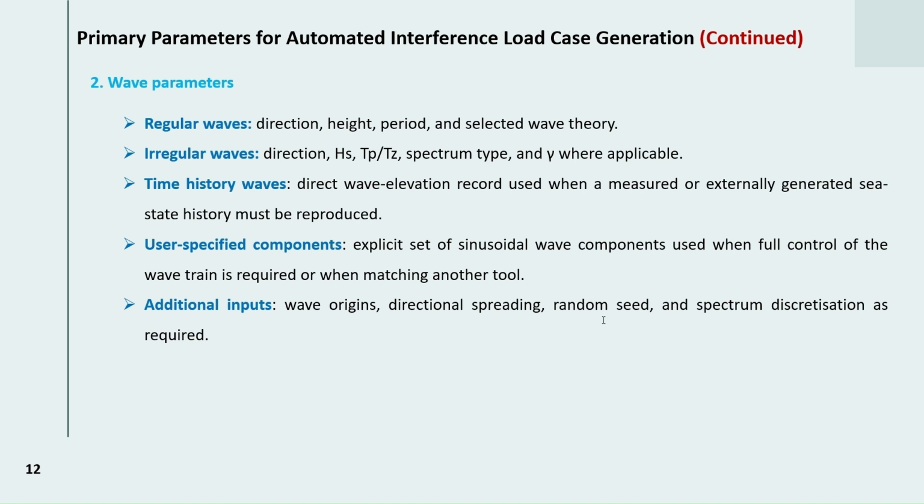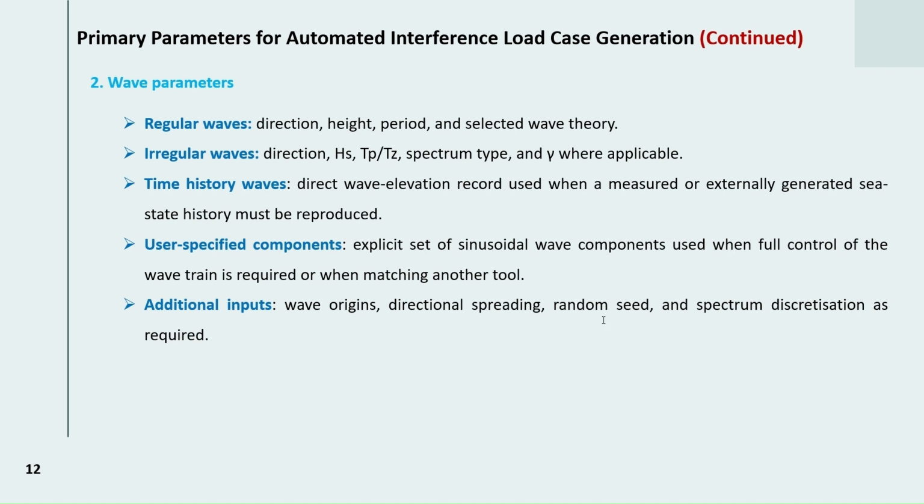For wave parameters, the exact input depends on the selected wave formulation. For regular waves, the main inputs are direction, height, period, and selected wave theory. For irregular waves, the main inputs are direction, significant wave height, peak period or zero crossing period, spectrum type, and gamma where applicable. In some studies, time history waves are used.